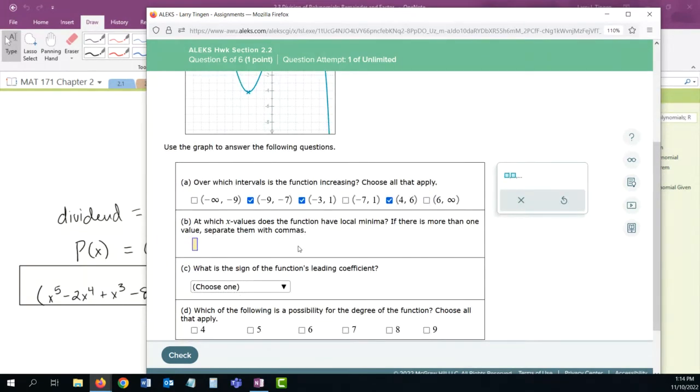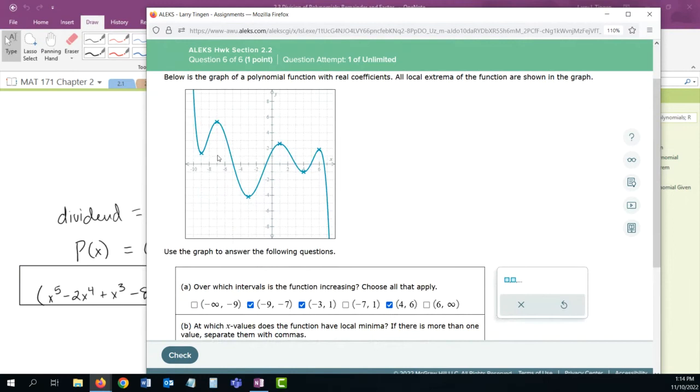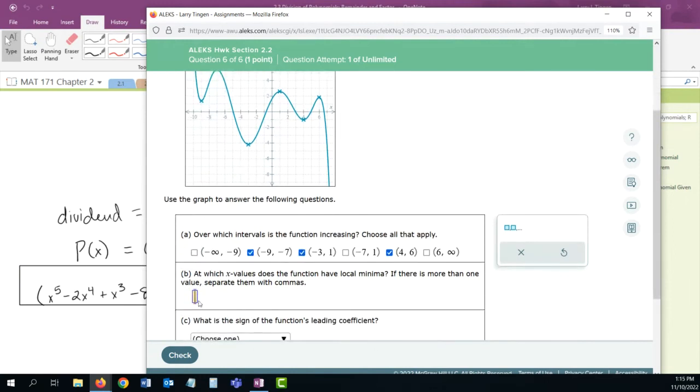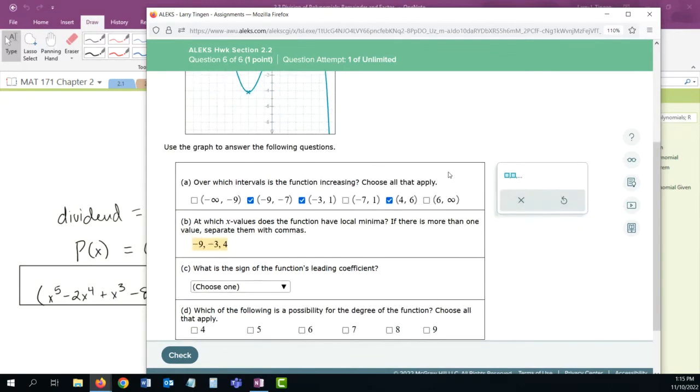At what x values does the function have a local minima? If there's more than one value, separate them with commas. So each little x is a local max or min. These are mins that we're looking at. So I have a min at -9. I have a minimum when x is -3, and I have a minimum when x is 4. Good.